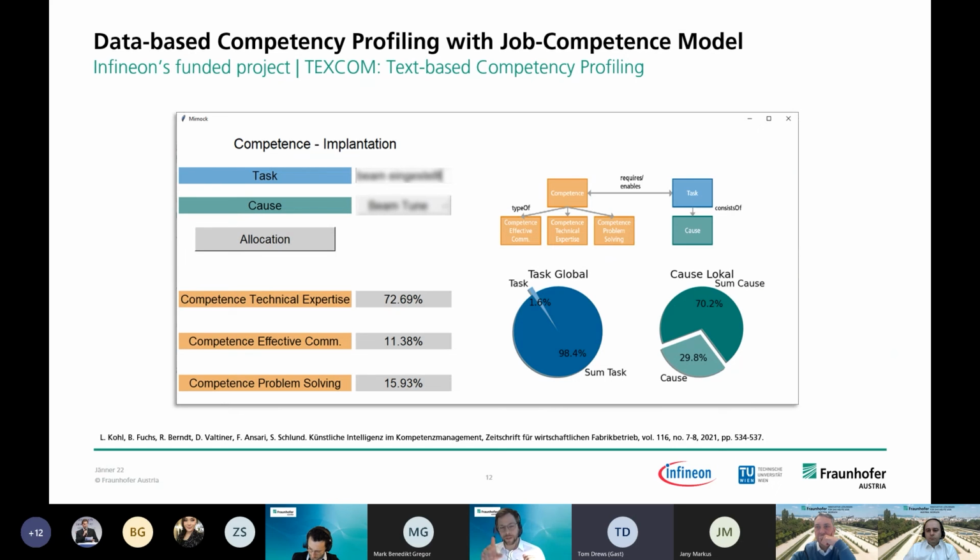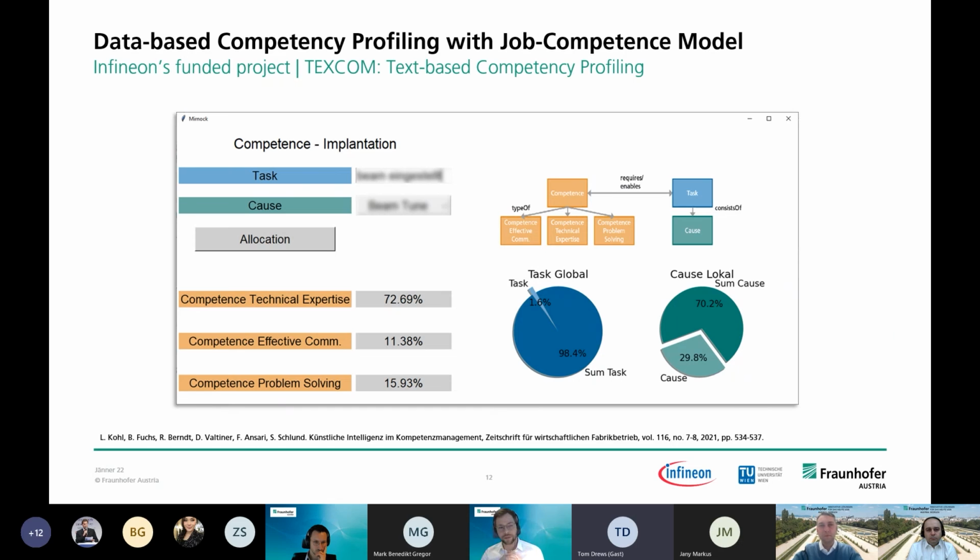On the upper right-hand side, you can once again see the taxonomy with the task from the world of work and the course itself from the world of education. And now you can add a task in the task field and choose a course and then get the allocation of the competences. And here, for example, with beam adjusted, we have 70% technical expertise, 50% problem solving, 11% effective communication.